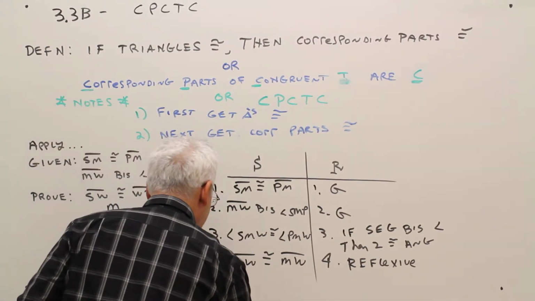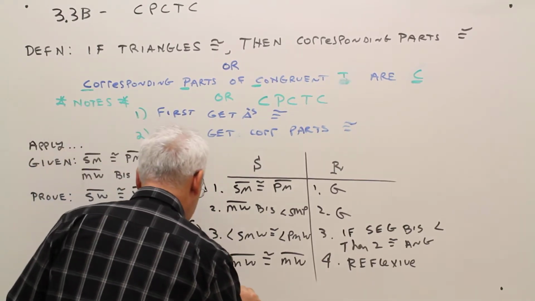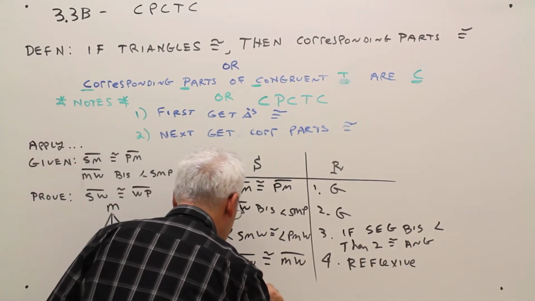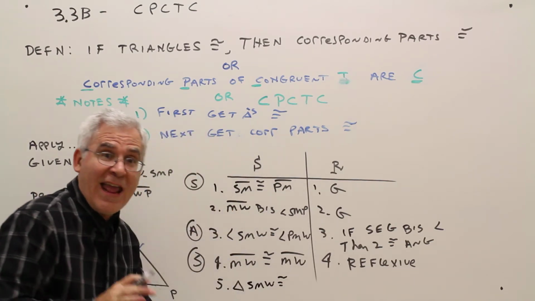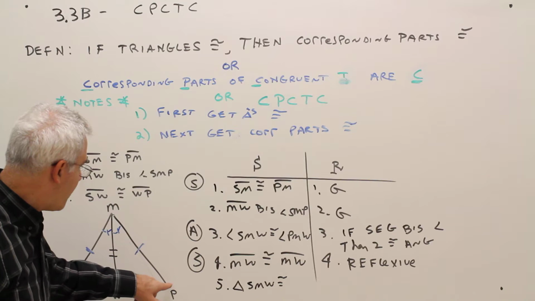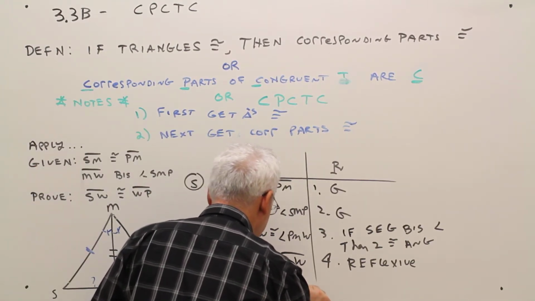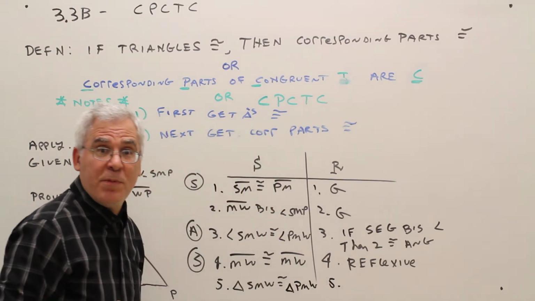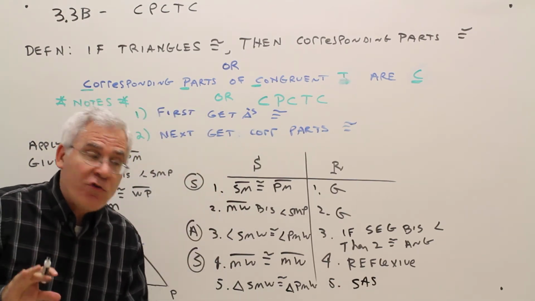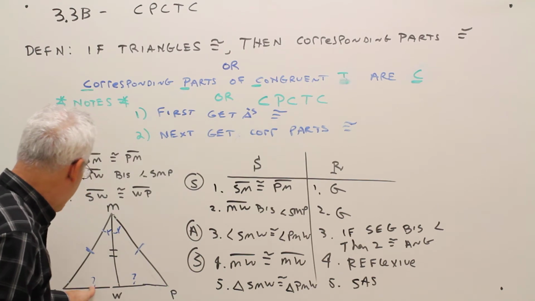All right, so step 5. Hopefully I can have room here. So I'll call it triangle, I'll go SMW. Once I have those letterings, I've got to be corresponding. So SMW corresponds to PMW. And my reason would be SAS. And once I get the triangles, then I can get all 6 parts. Which parts do I care about?